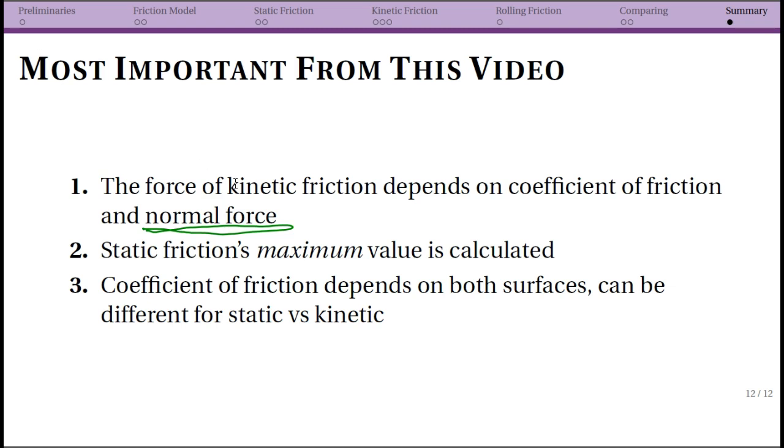Finally, whenever you want to get the coefficient of friction, you need to look at both surfaces, and frequently this value will be different if it's static versus kinetic. And again, the table's in the back cover of your book if you have a physical copy. There's also a table in chapter 6, and you can also find values online.